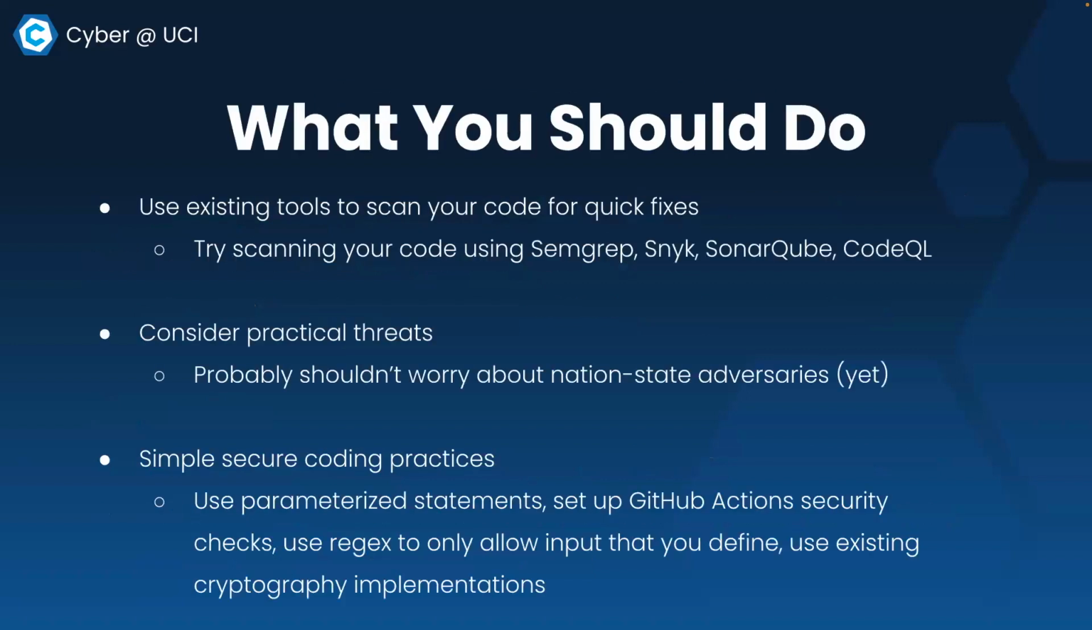And so what you should do after this, and some stuff that we already mentioned, is that you should be using these existing tools so that you can scan your code for quick fixes. So that may be using Semgrep, like I already mentioned. You can also look up some other possibilities like Snyk, the one where I got the application security definition from. SonarQube is another popular scanning tool. And CodeQL is for more advanced users. It is developed by people at GitHub, and so you can create your own queries so that you can look for stuff that is specific to your repo.